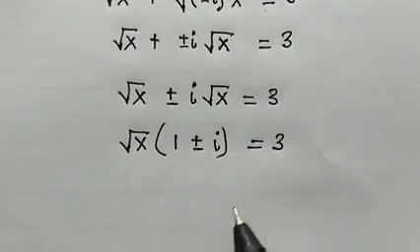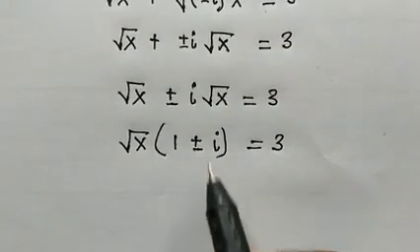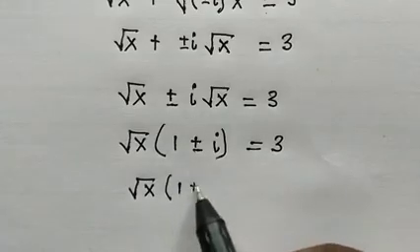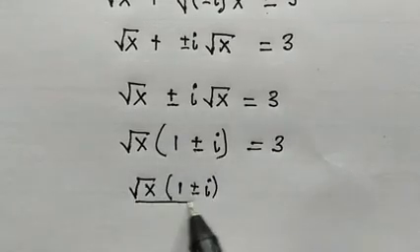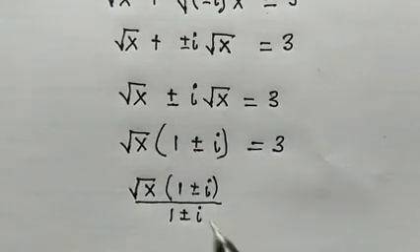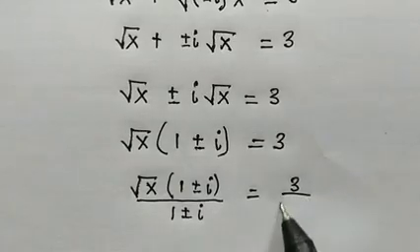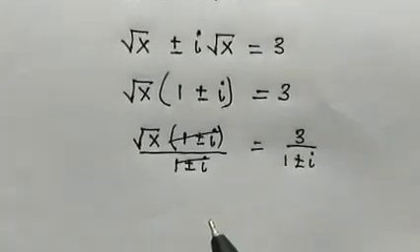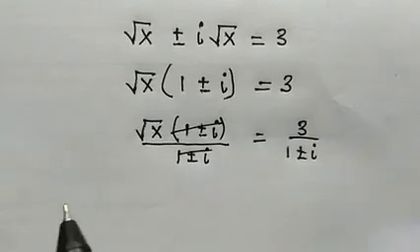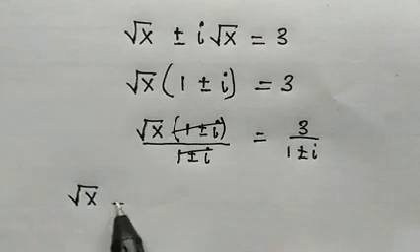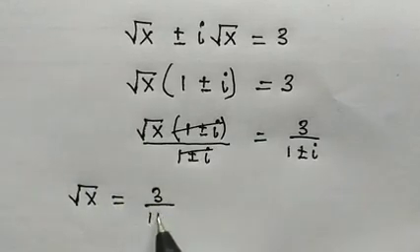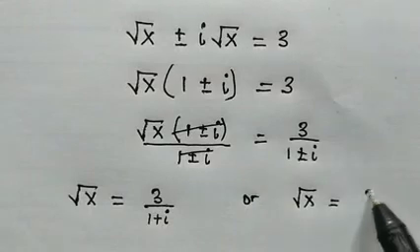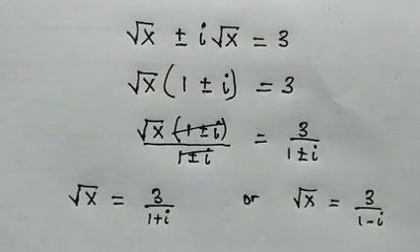Now in our next step, let us divide both sides by 1 plus or minus i, right? So we have the square root of x times 1 plus or minus i divided by 1 plus or minus i. So this will be equal to 3 divided by 1 plus or minus i, right? So this will cancel this from here. So from here we have two different equations to solve. We have the first equation, square root of x is equal to 3 divided by 1 plus i. We have the second equation, square root of x is equal to 3 divided by 1 minus i.